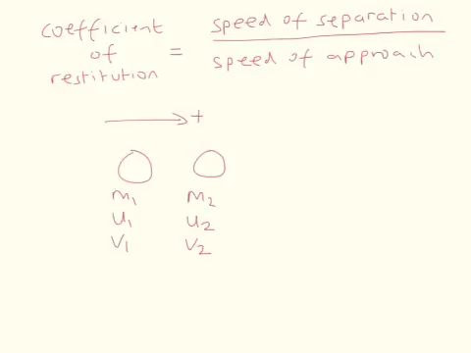Consider what this means in a generic collision. Here we've got M1, U1, V1 for the first particle, M2, U2, V2 for the second particle. So the speed of separation is the difference between the speed of this particle and this particle. So we can say that E equals V2 minus V1. But the speed of approach is the difference between U1 and U2. So in this case it's U1 minus U2.